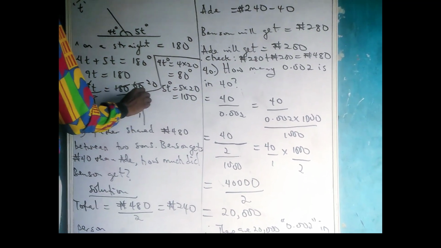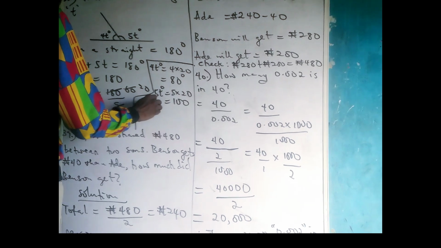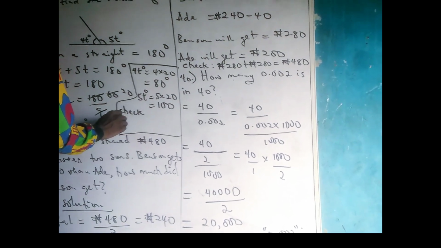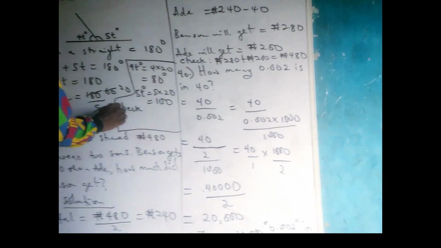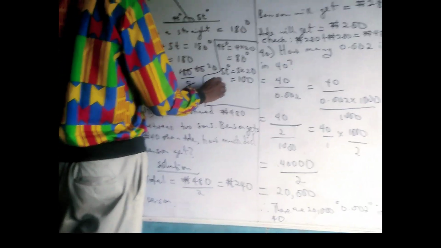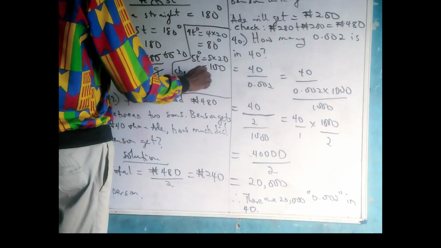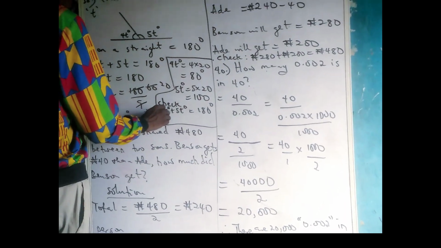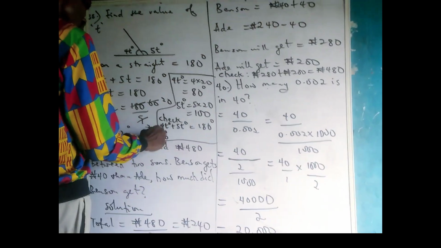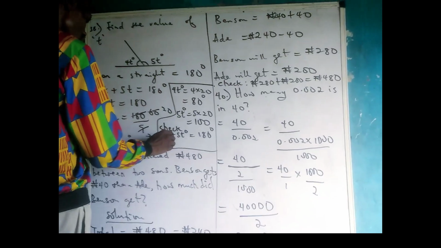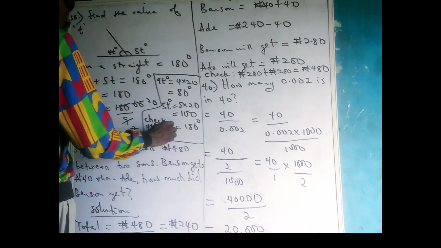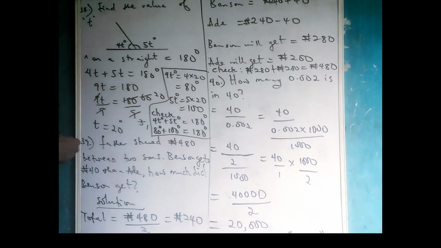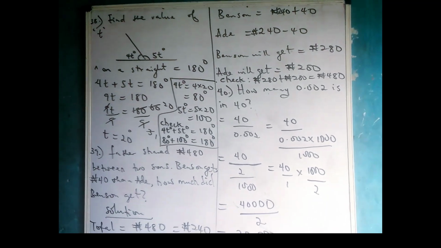So if we check, we have 40 degrees plus 50 degrees equals 180 degrees. So that will give us 80 degrees plus 100 degrees. That gives us 180. So can you see it? So that shows that our working is very correct.